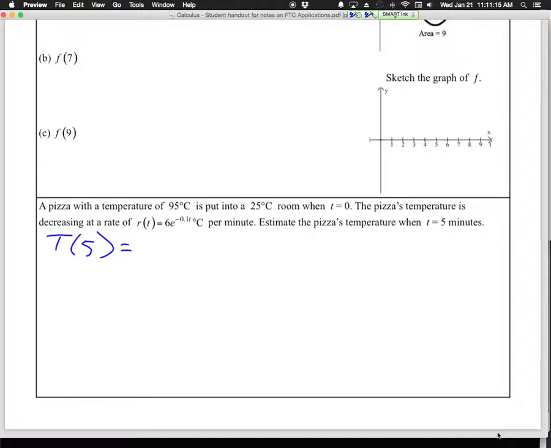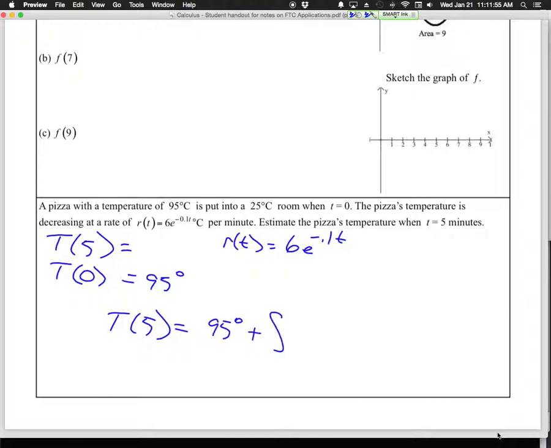What do I know? The rate. I know my rate is R of T equals 6 e to the negative 0.1 T. What else do I know? Pizza temperature at 0. I know the temperature at 0 is 95 degrees. So I've got everything I need to find the temperature at 5. So Brock, set it up for me to find the temperature at 5. 95 plus the integral from 0 to 5 of 6e to the negative 0.1 t dt.